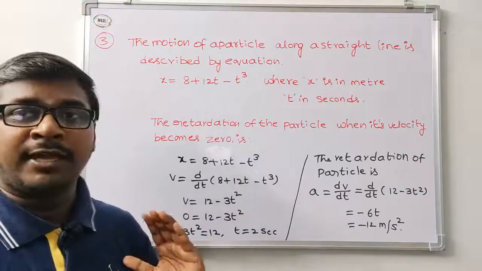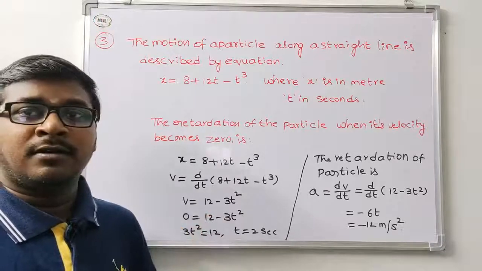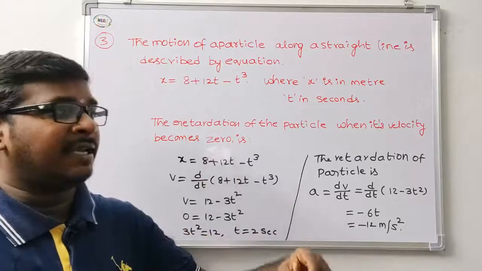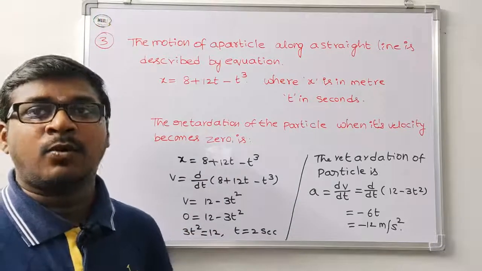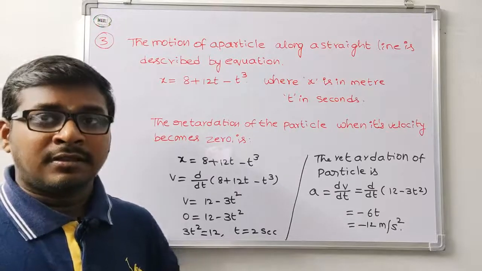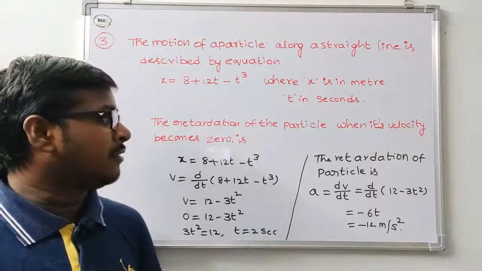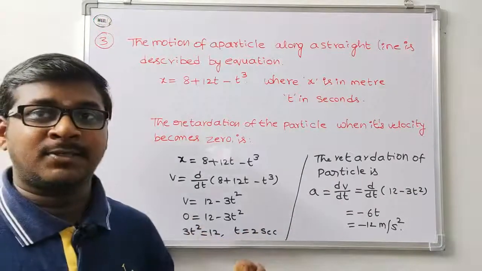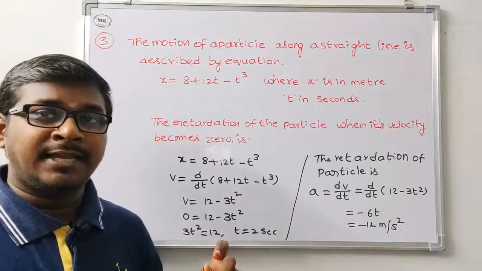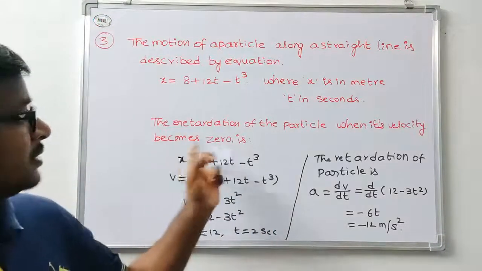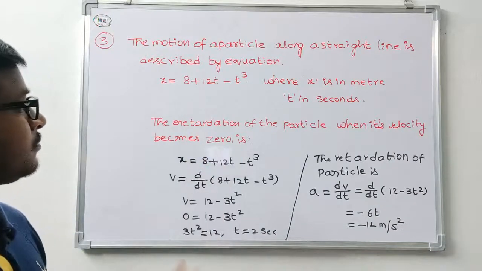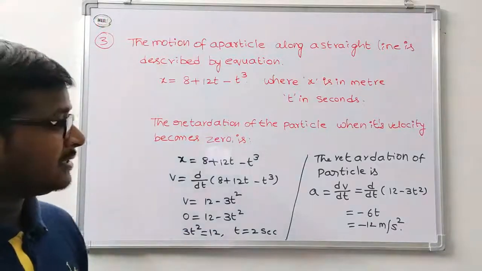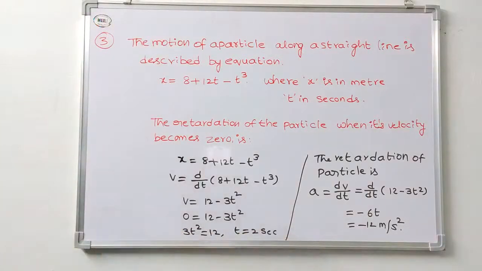For example, a boy drove his bike from one place to another place. Suddenly there is a speed breaker on the road. At that time the driver is running slowly, and the velocity decreases to 0, the rest position. The answer is a equal to minus 12 meter per second square. This is the retardation.